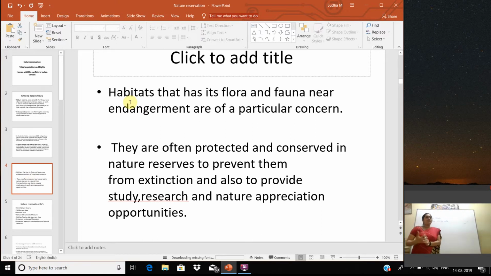So these endangered species are often protected and conserved in nature reserves to prevent them from extinction, and also to provide opportunities for study, research, and appreciation. That is also very important, because when you take initiative steps for reservation, you should first know about the breed, how to keep the particular species alive, and do the research on whether the environment is suitable for the particular animal and what kind of habitat it requires. Everything you can learn from it.